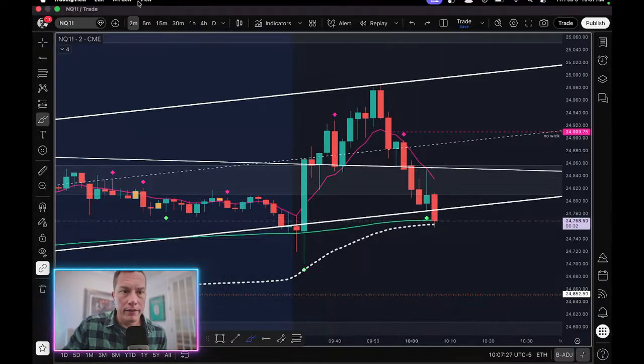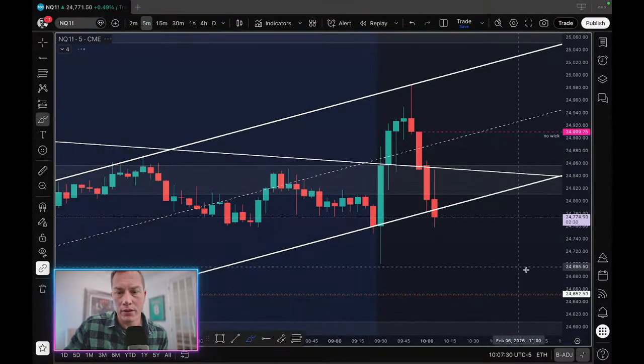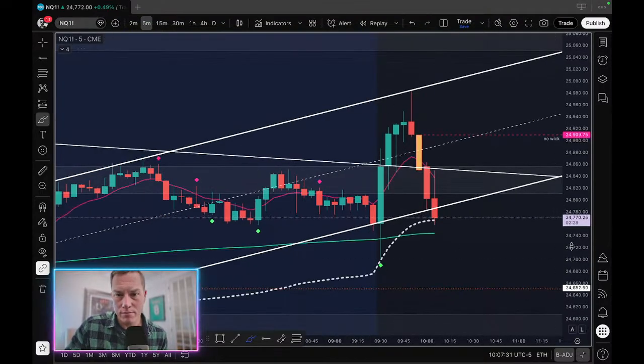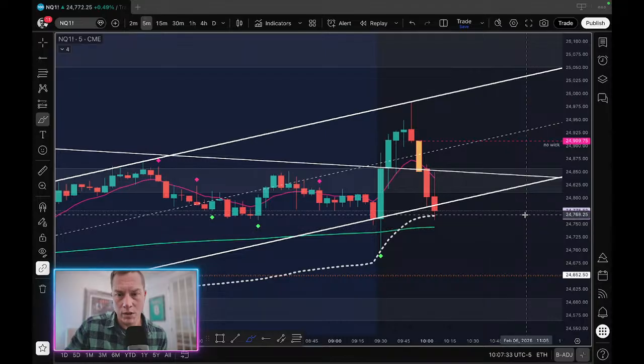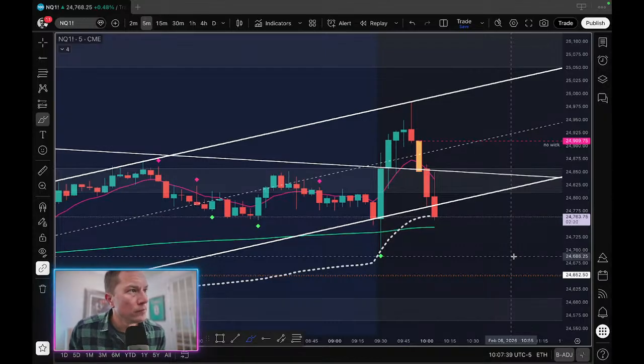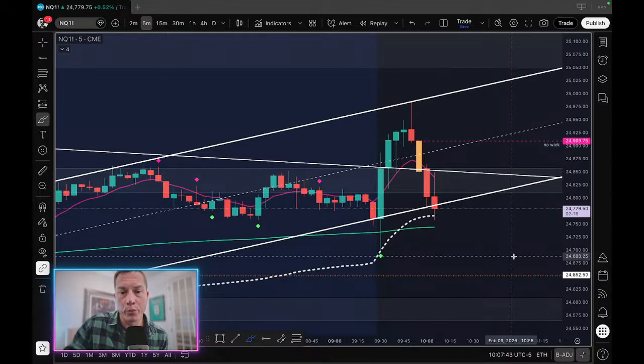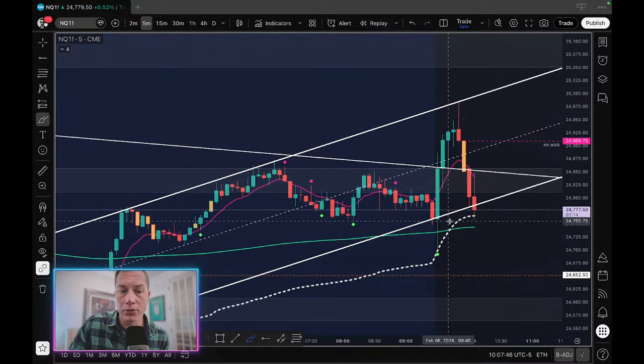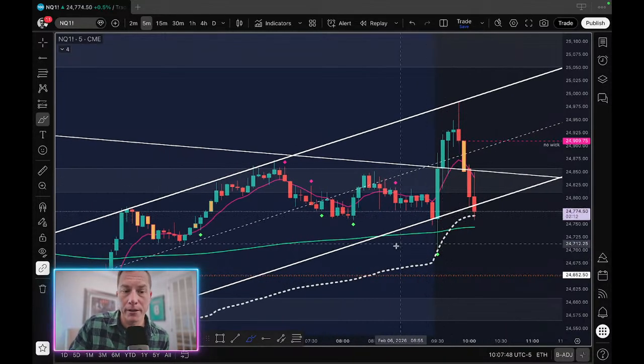All right, 5 minute. What does 5 minutes show us? Again, we're on the VWAP. 200 is below us a little bit more. It's going to have to be super weak to push down from here. This is a really strong level. A lot of support here.